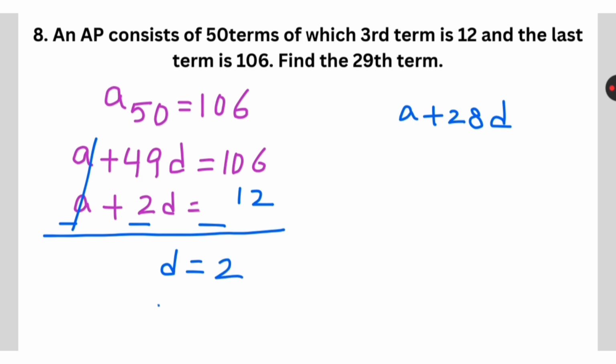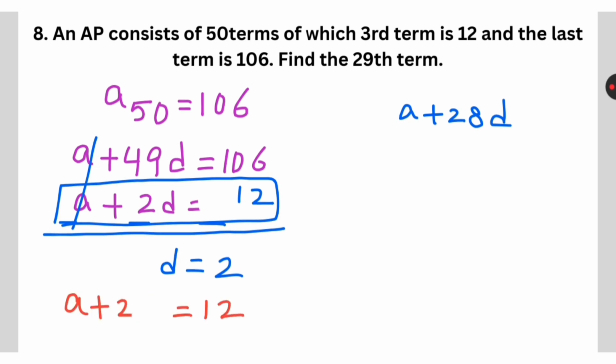Now this common difference 2, substitute in the third term, which is A plus 2d equal to 12. So here we have to substitute d as 2. 2 times 2 is 4. Send this plus 4 to the right hand side. Then it becomes minus 4. So 12 minus 4 gives 8. The first term is 8.